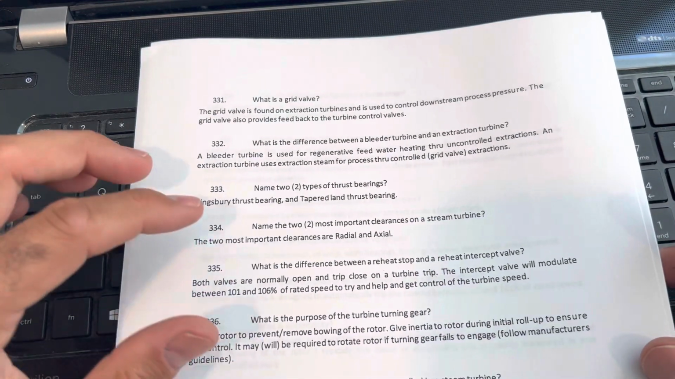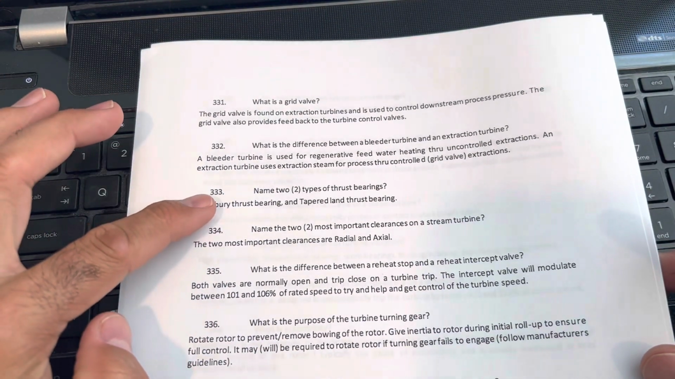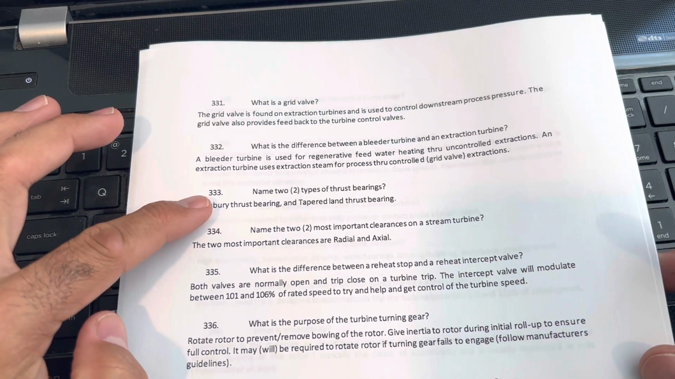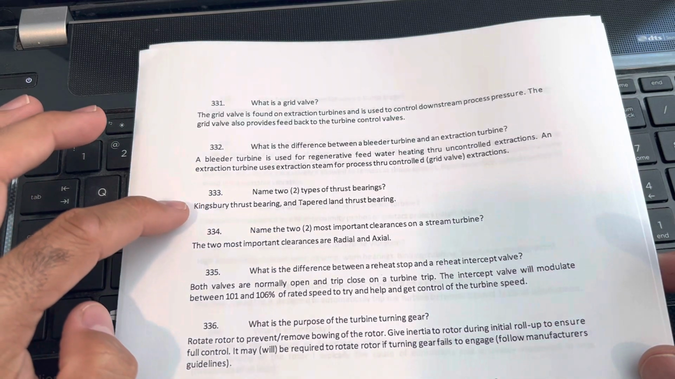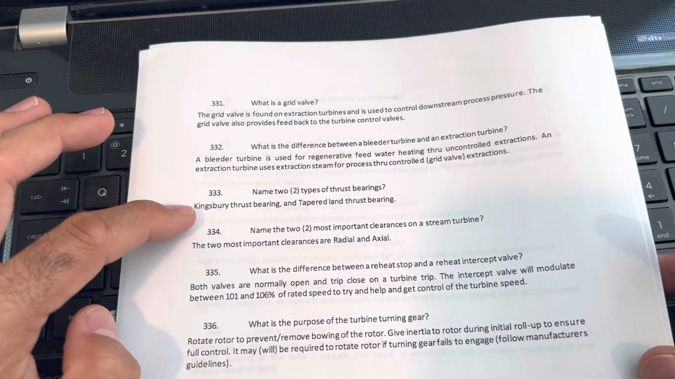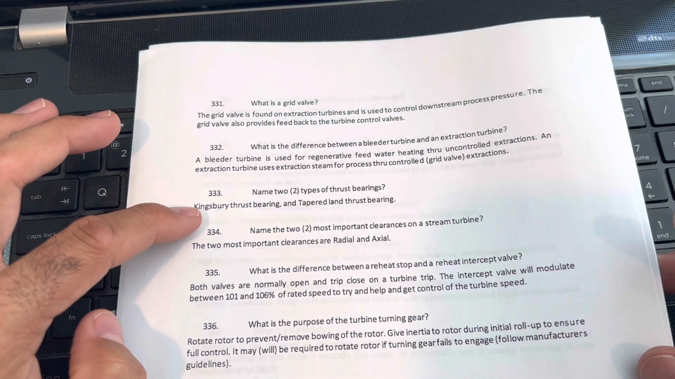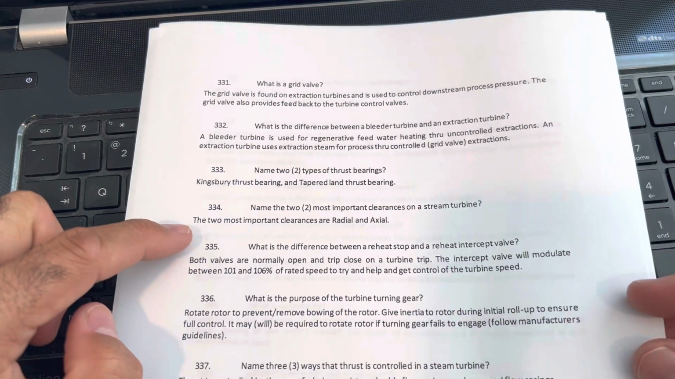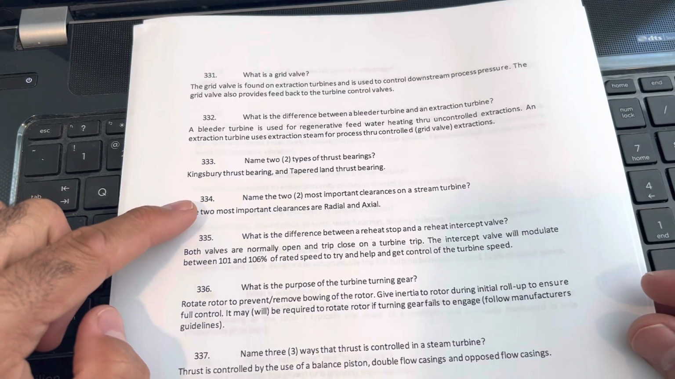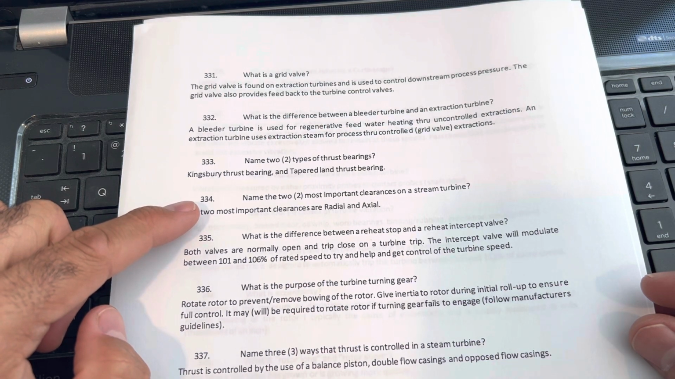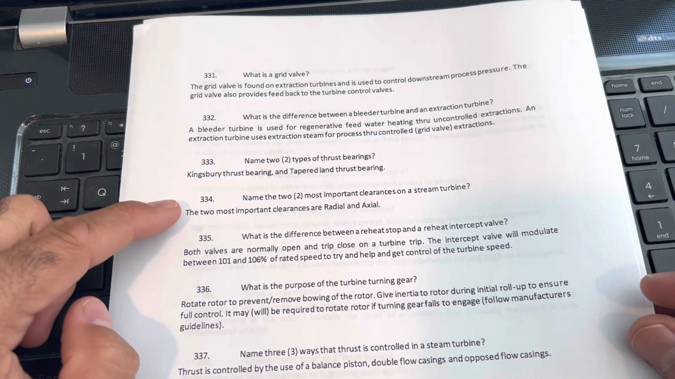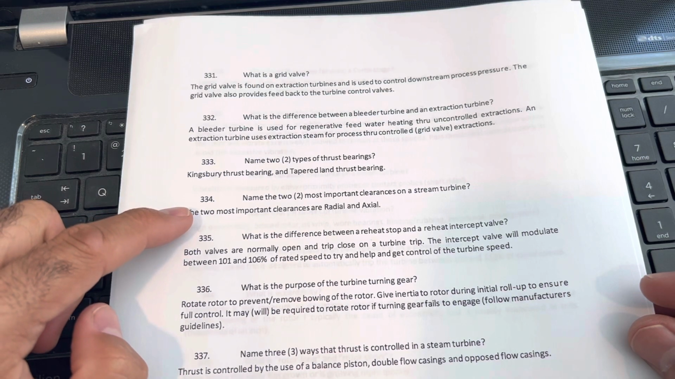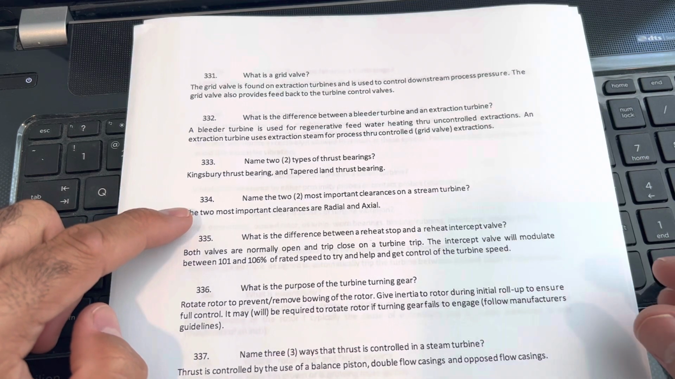So, I'd like to point to this question here, very common, okay? Name two types of thrust bearings. Kingsbury thrust bearing and Tapperland thrust bearing, okay? Another basic thing that you guys need to know about turbines is the most important clearances on the steam turbine. The two most important clearances are radial and axial.